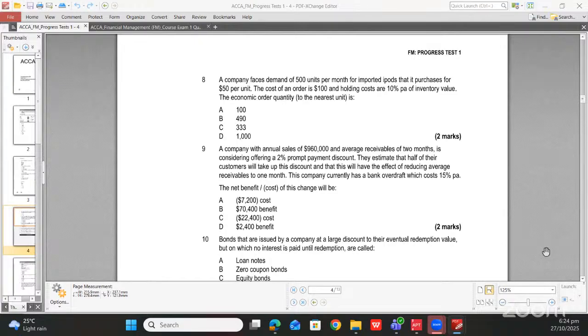So they'll be collecting 80,000 earlier. What is the interest cost? 15% of 80,000, 15% being the overdraft cost. So they would be saving $12,000. That's the benefit. They have to save 12,000.